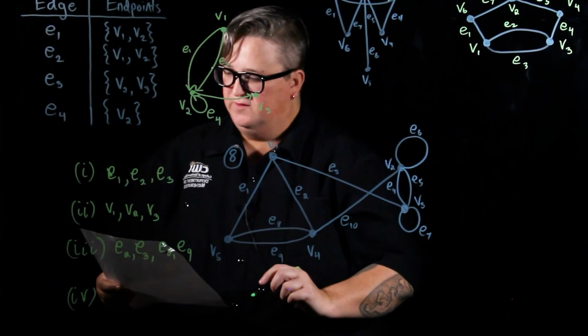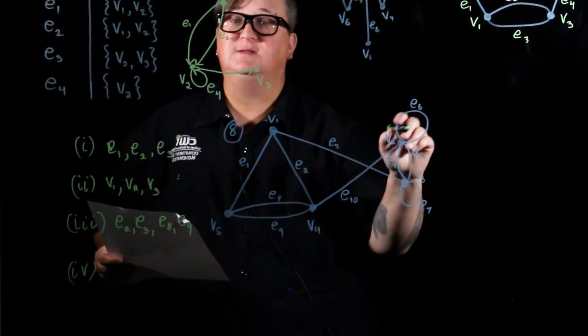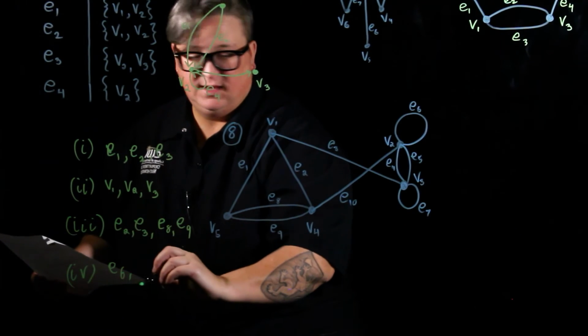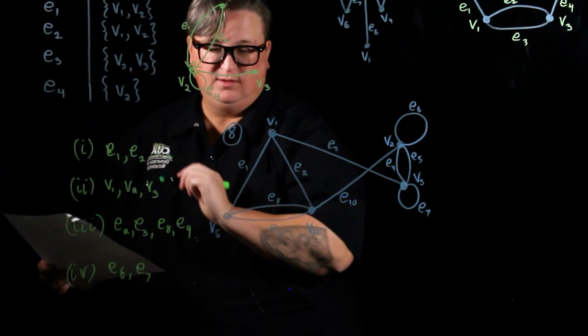And for Roman numeral 4, find all loops. Well, loops are the ones that start and finish at the same vertex. So edge 6 and edge 7 are those.